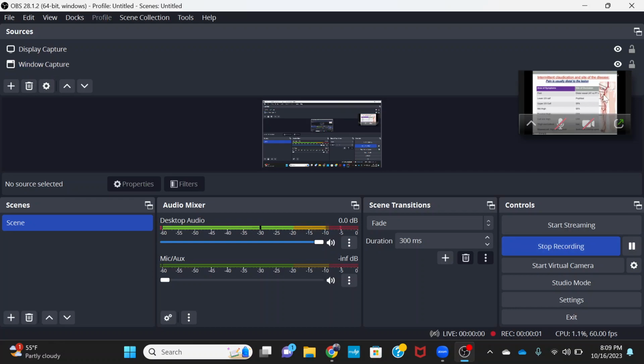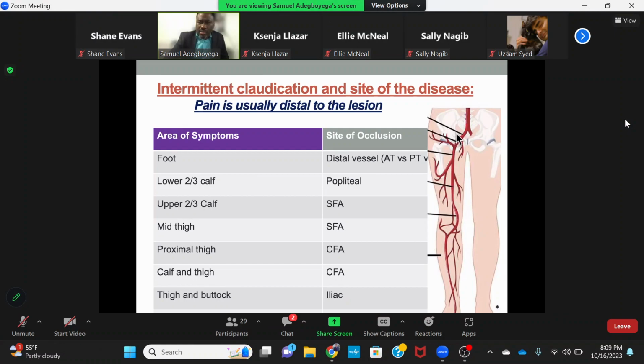So let's look at this very well. Right here is your common femoral artery, okay? So any pain I'm going to have would not include this area. It will include anything distal to that, which is going to be your thigh, your leg, and your foot. Anything distal to that. So what about if I have an SFA, superficial femoral artery, which is right here, okay?